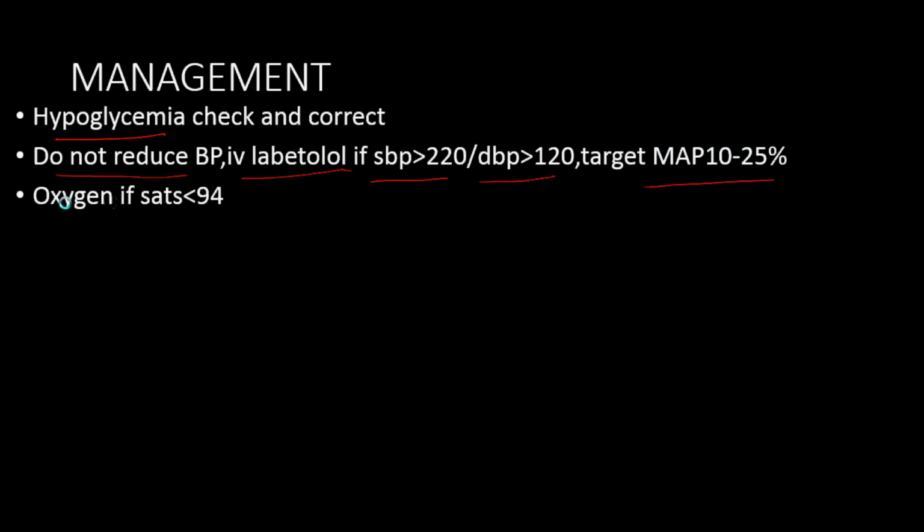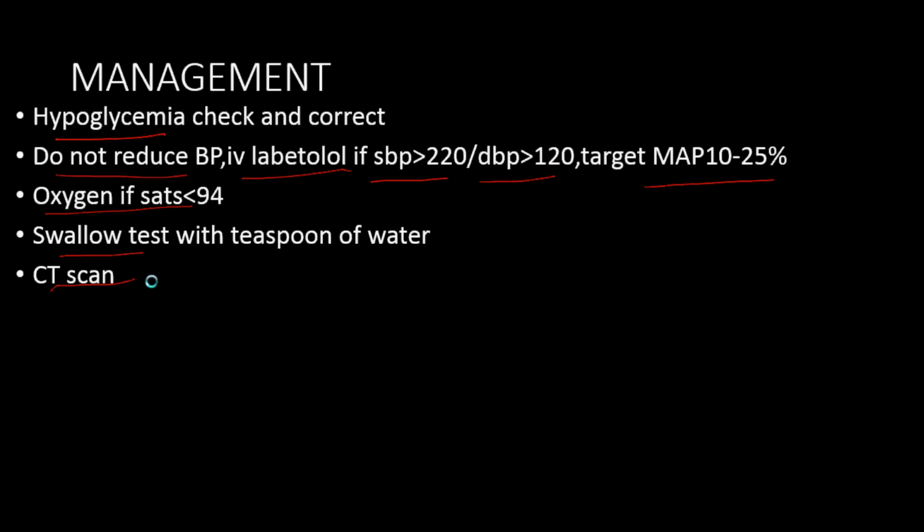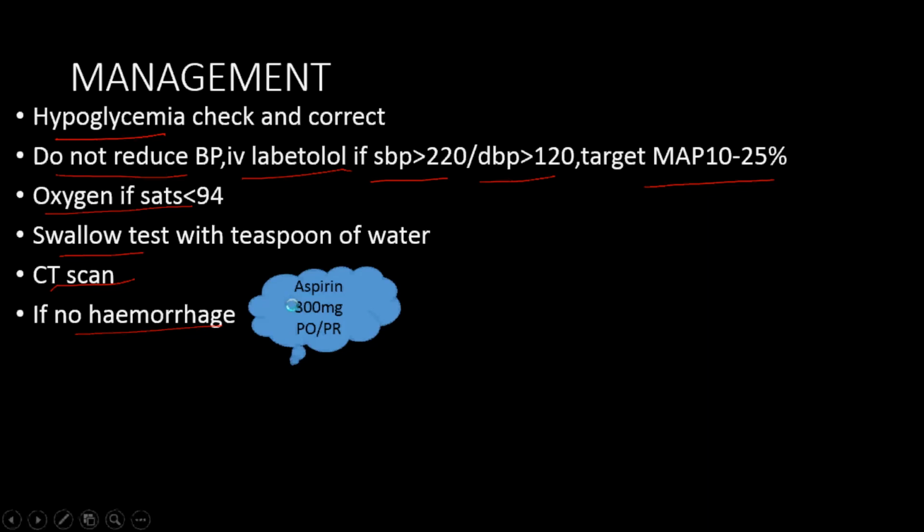This is taken from Tintinalli. And if the oxygen saturation is less than 94, put him on oxygen. Perform a swallow test if it is possible with a teaspoon of water. Go ahead and get the CT scan done. If the CT scan shows no hemorrhage or no whitishness, assume that there is ischemia, though you might not see hypodensity very clearly because CTs don't pick up ischemia so easily. So go ahead and give the aspirin if there is no hemorrhage.